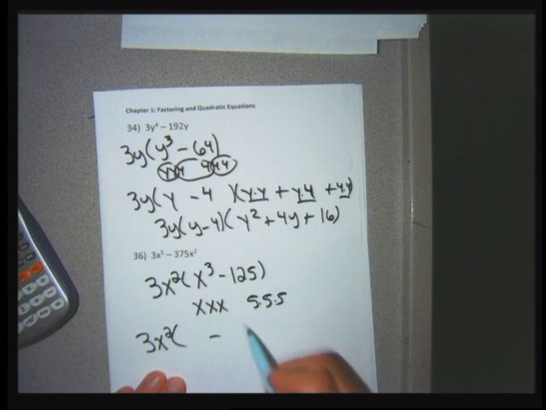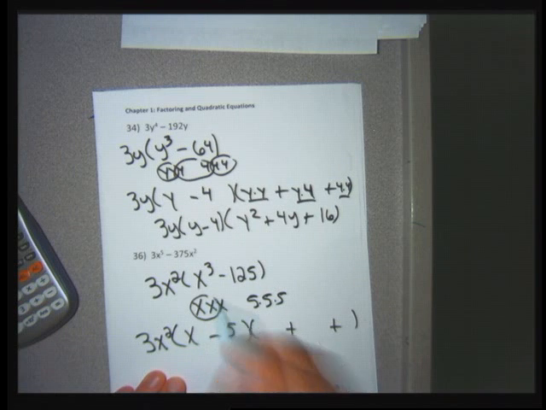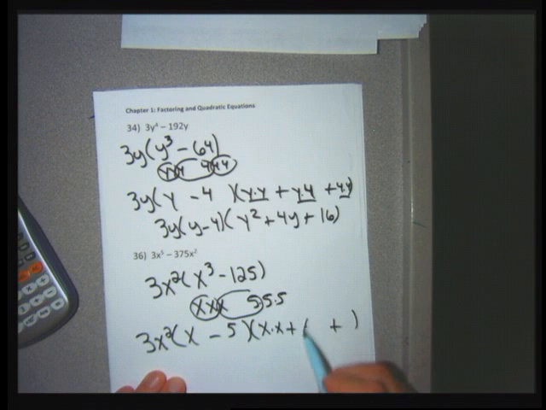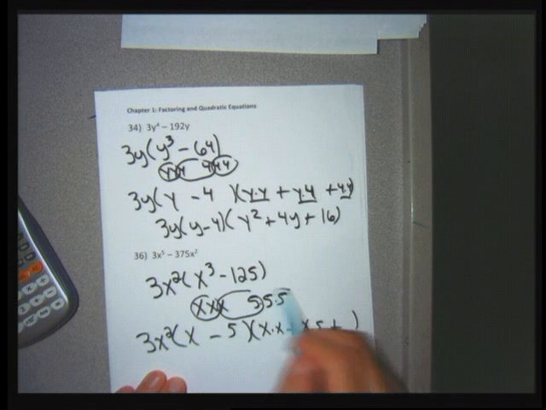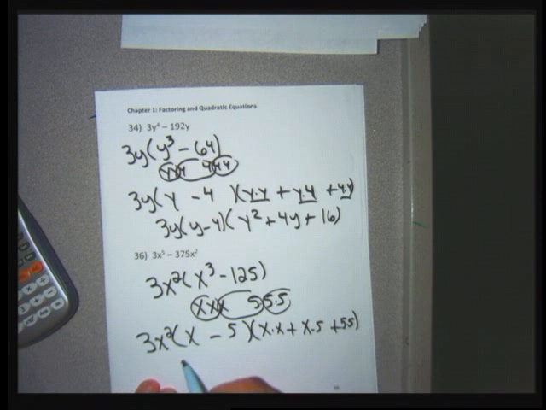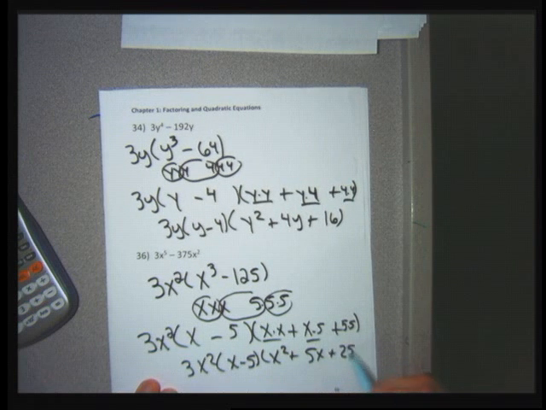My signs are minus, plus, plus. First parentheses, one of each. Second parentheses, a couple of x's, an x and a 5, and a couple of 5's. My answer is going to be 3x squared times x minus 5, and then the second parentheses gives me an x squared plus 5x plus 25.